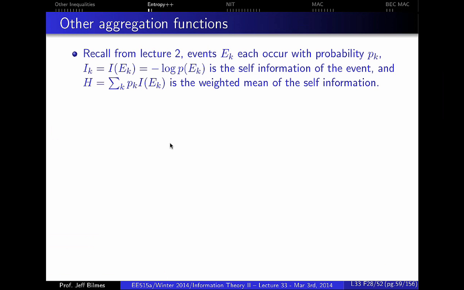The information provided by an event, the Shannon information or the Hartley information, we defined to be the negative log of the probability of the event. And then the entropy we defined to be the linear weighted average, the aggregation, of the information. That's the entropy function. It's a very simple idea: we're just taking the weighted average of the information about the set of events, and that has all these amazing properties.